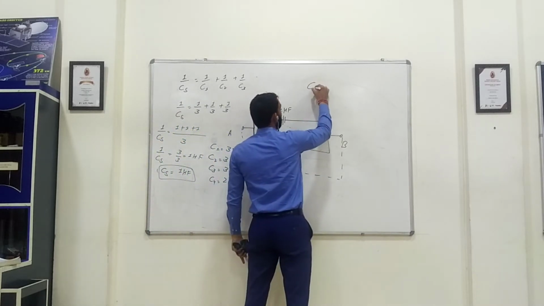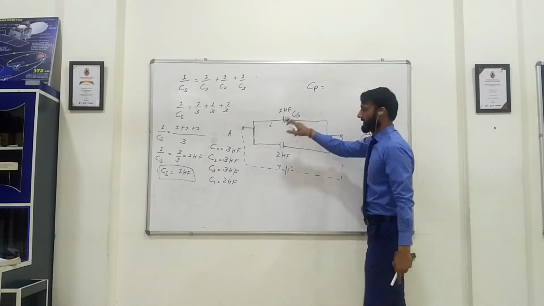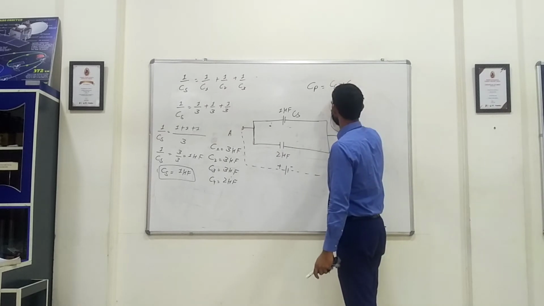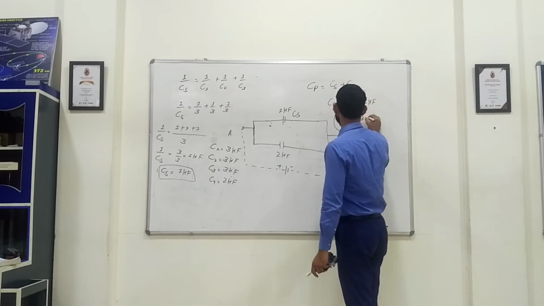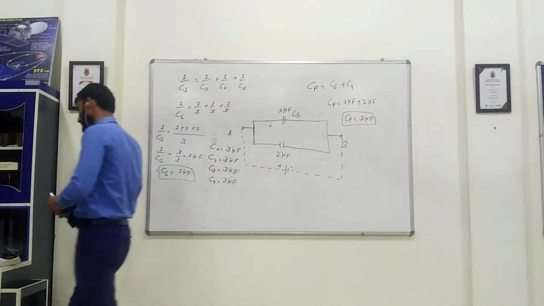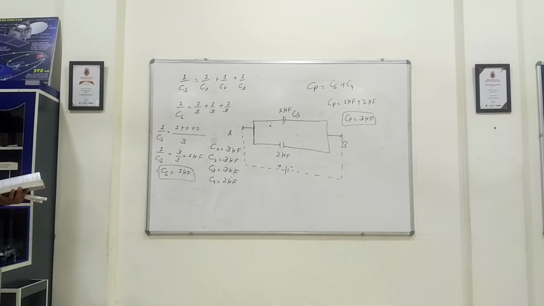So Cp will be equal to the combination of this, which is Cs now, plus C4. So Cp will be equal to 1 microfarad plus 2 microfarad. So Cp will be equal to 3 microfarad. So this will be the net capacitance of this combination. So that would be your answer, right?